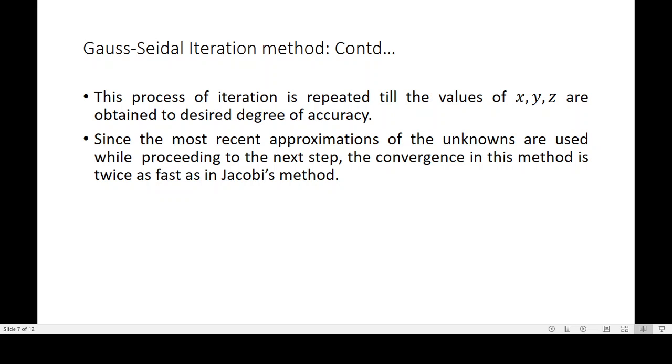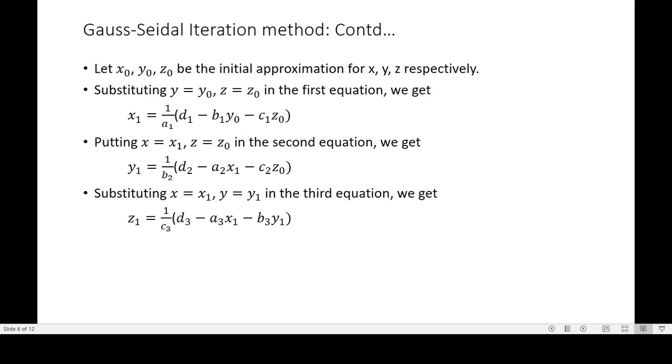Now, since the most recent approximations of the unknowns are used while proceeding to the next step, the convergence in Gauss Seidal iteration method is twice as fast as Jacobi's method. I hope it is clear. Let us understand the method.